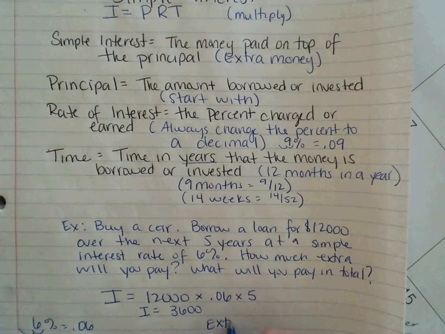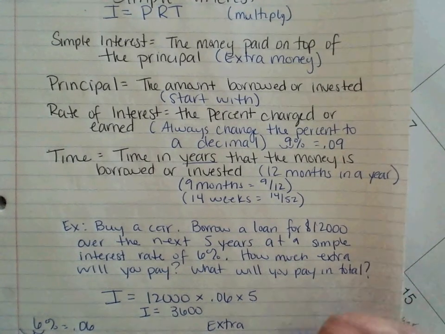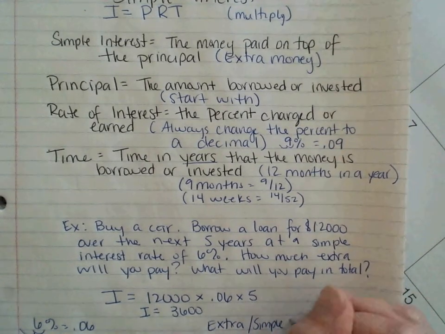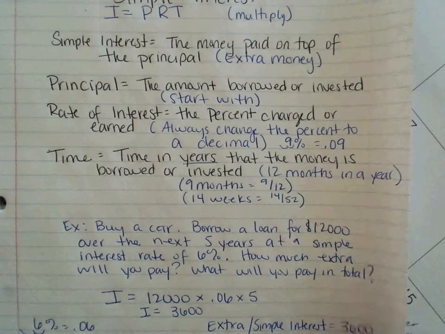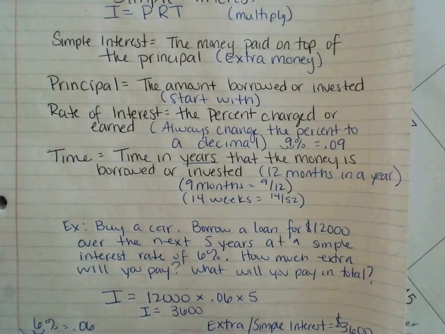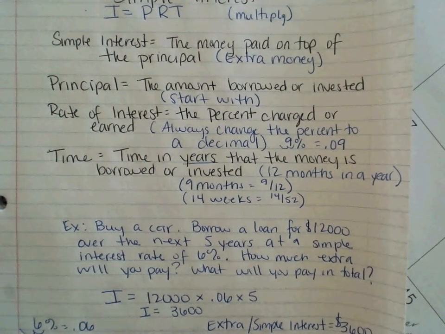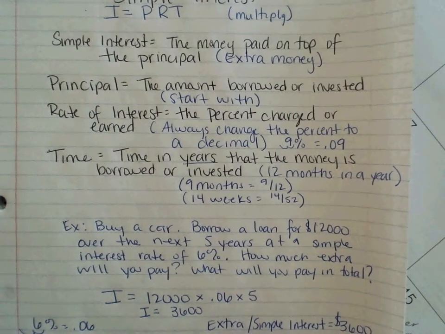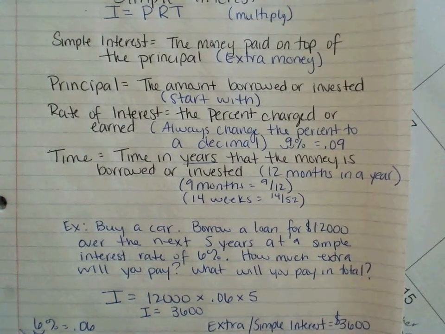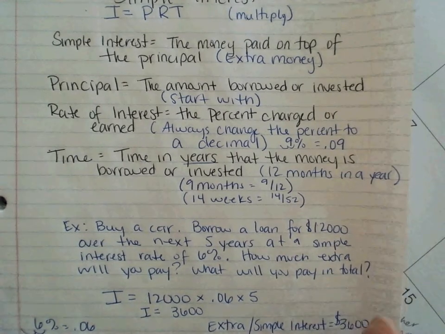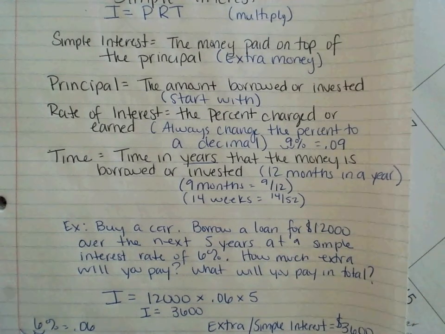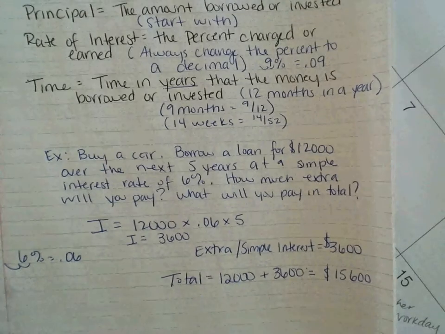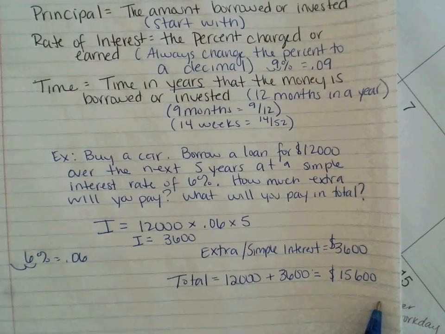So my simple interest is how much extra I ended up spending. My total amount that I spent, I've got to add my principal, which is what I started with, which was $12,000. I'm going to add the extra, which is $3,600. I'm going to add them together, and I get a total of $15,600 is what I paid for the car.